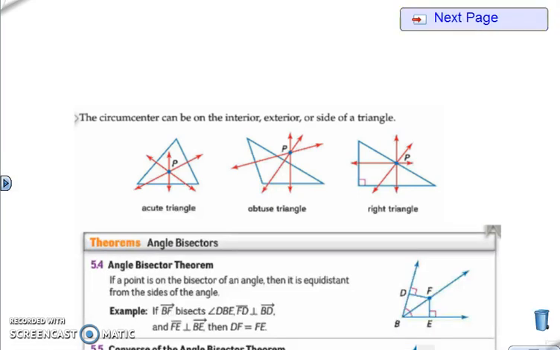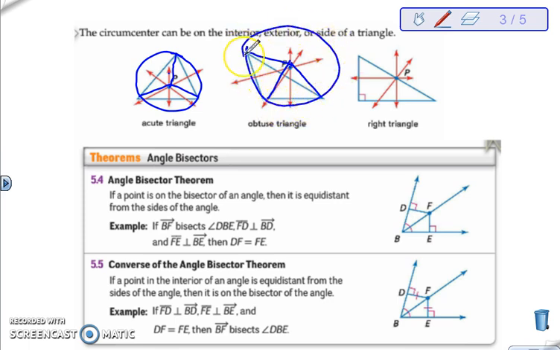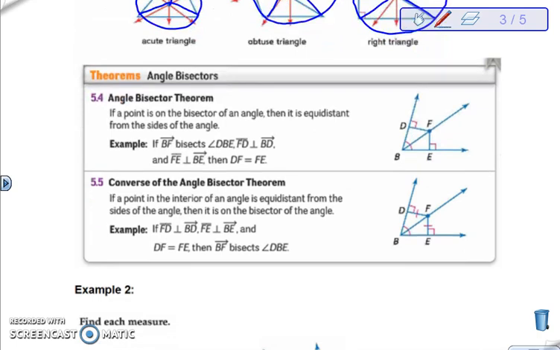The circumcenter can be inside the triangle, but it can also be outside depending on the type of triangle. So for acute triangles, our circumcenter is inside. If our triangle happens to be obtuse, the center of the circle is outside, and on a right triangle, it happens to be along the hypotenuse. Notice the circle always has to hit the corners of the triangle in order for us to draw it correctly.